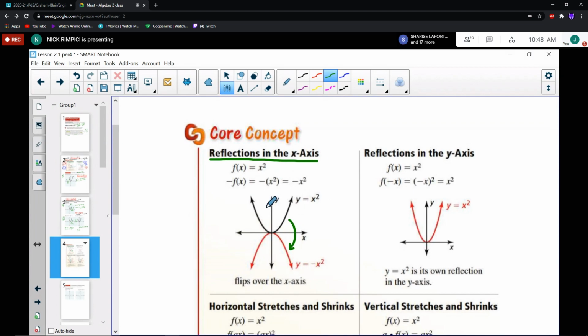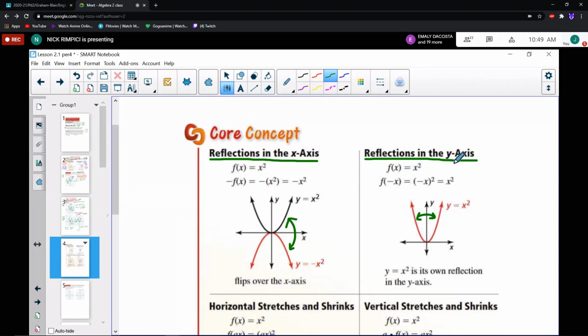That's one way to do a reflection. There's another type of reflection that we're also going to see, and that's a reflection in the y-axis. So now instead of flipping it up and down, it's flipping it this way, left and right over the y-axis.